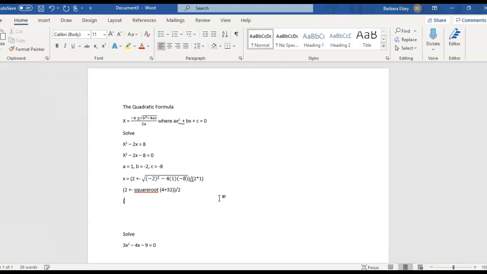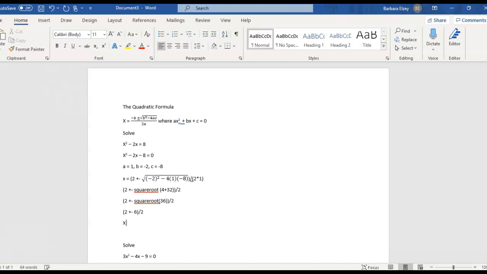All right, now let's work this out. 2 plus and minus the square root of 36, all of that over 2. And we get 2 plus and minus the square root of 36, which we know is 6, and all of that is over 2.